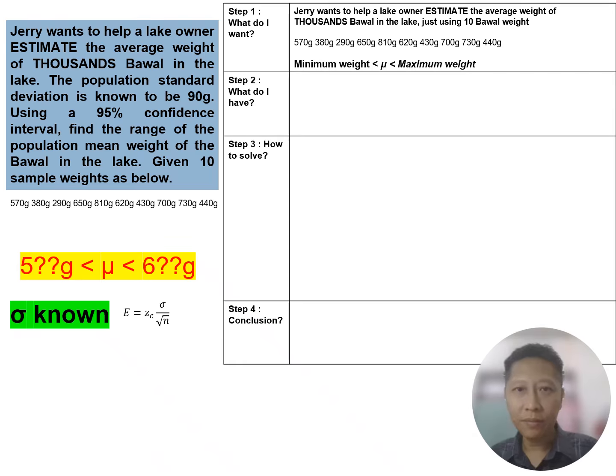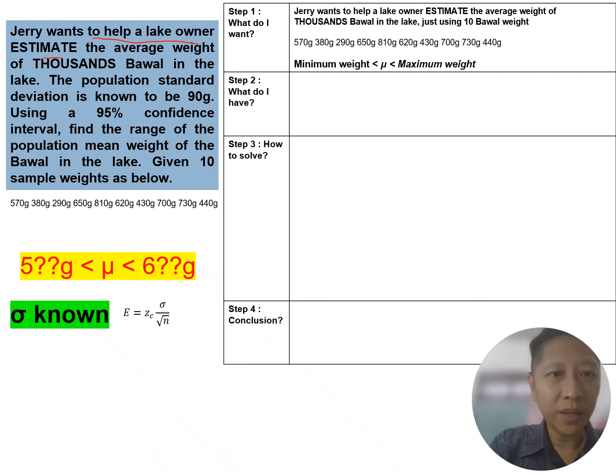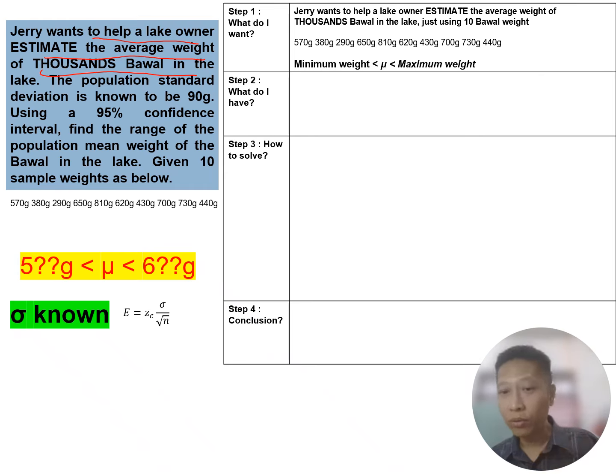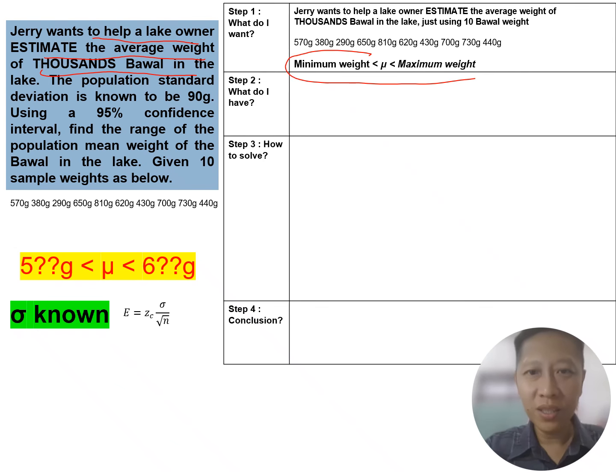Let's look at the first one. Jerry wants to help the lake owner to estimate the average weight of the 1000 bawal fish, and he doesn't want to catch all the bawal fish. He just catches 10 bawal fish, and he has no choice but to use the estimation procedure to find the range. He cannot give the owner one number, so he's going to give the owner the range.